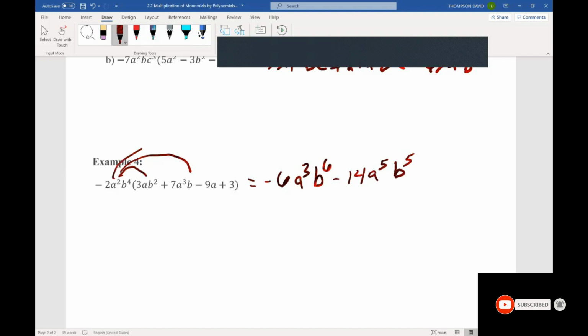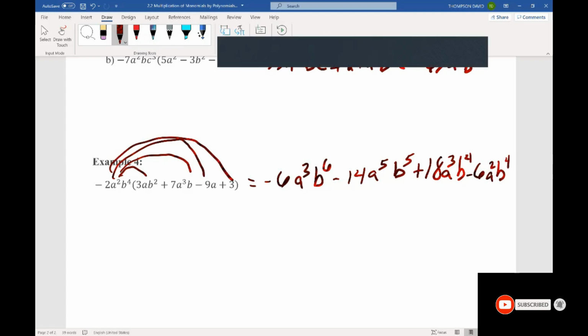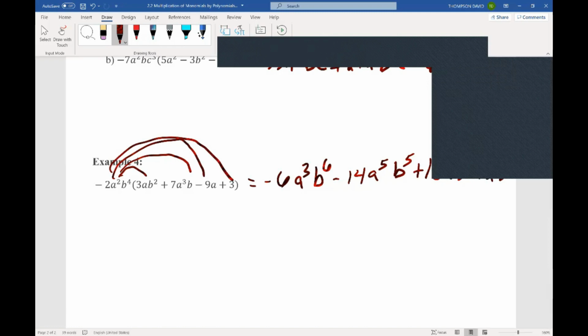Now multiply it to -9a. So -2 times -9 is going to be +18. Then a squared times a is going to be a cubed, and just write down the b to the 4th. And now we multiply to the last one. -2 times 3 is going to give me -6. Then there isn't an a term or b term, so just copy down the a squared b to the 4th. And we are totally done these problems. Hopefully this helps you understand multiplying monomials by polynomials.